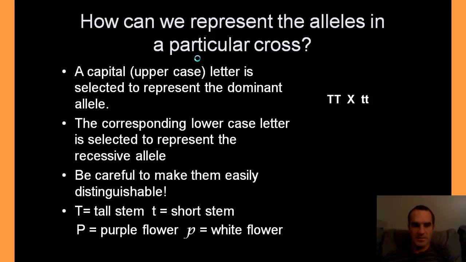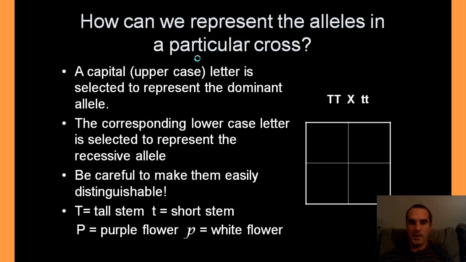Another example, if purple is dominant, you could have your uppercase P for purple flower, lowercase p for white flower. And then here's our square, and you end up putting them in that square there. So let's look at a cross with pea plants.